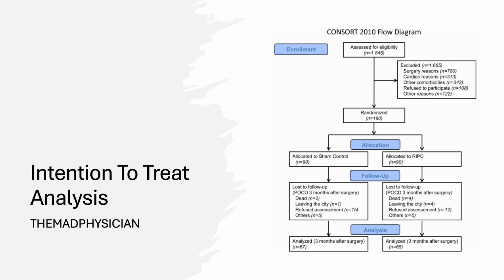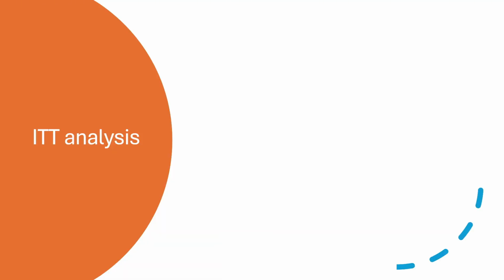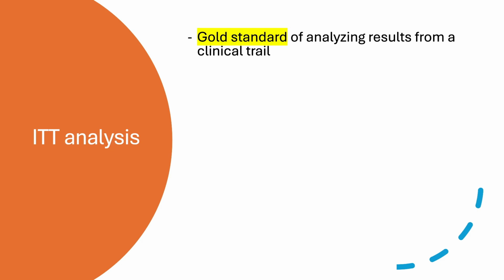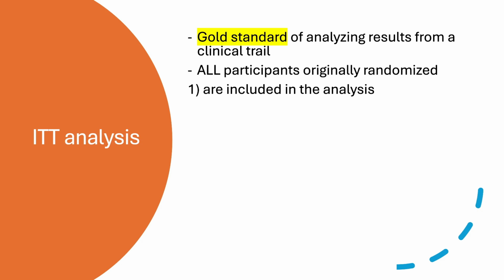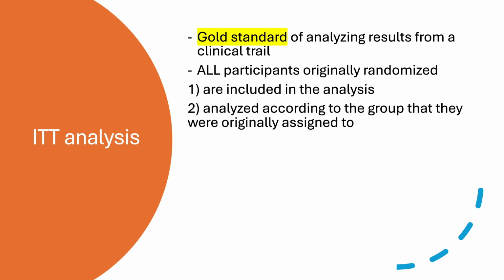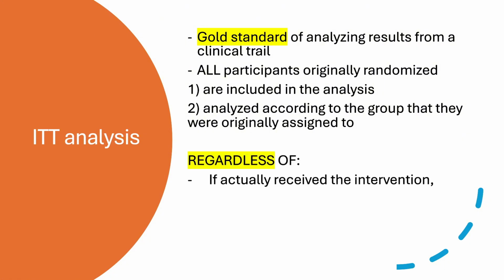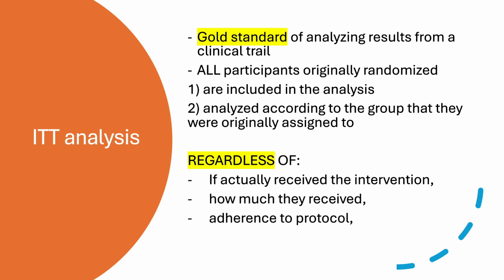Let's talk a bit about intention to treat analysis. This is essentially the gold standard of analysing results from a clinical trial. In intention to treat analysis, all participants originally randomised are included in the analysis and are analysed according to the group that they were originally assigned to. This is regardless of factors such as if they actually received the intervention, how much of it they received, how much they adhered to it, or if they dropped out or were lost to follow-up.